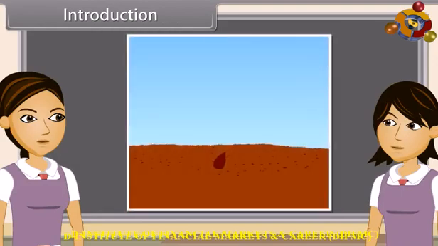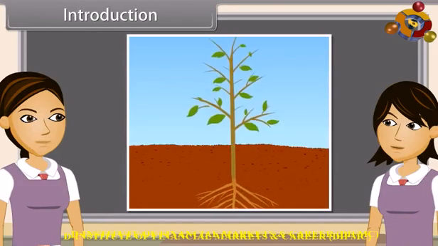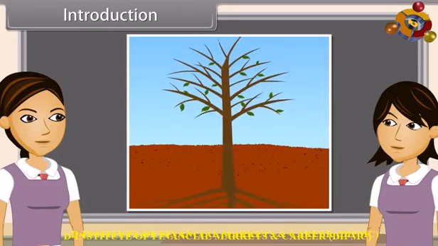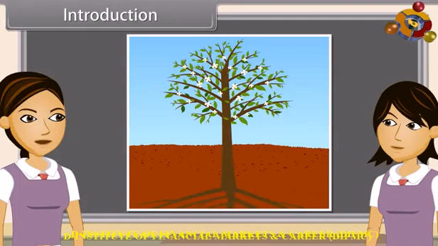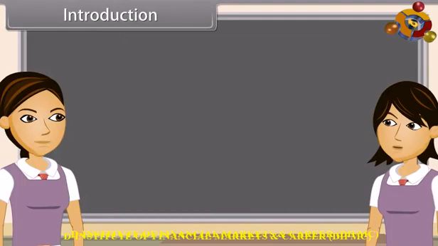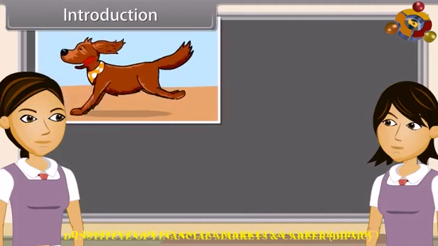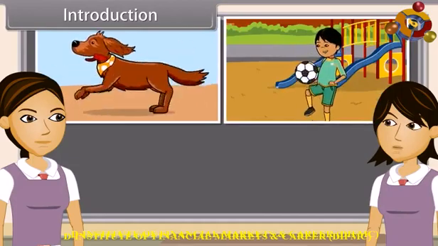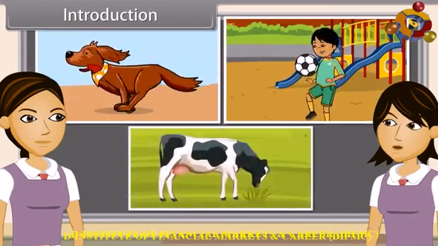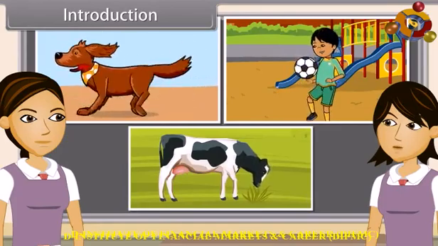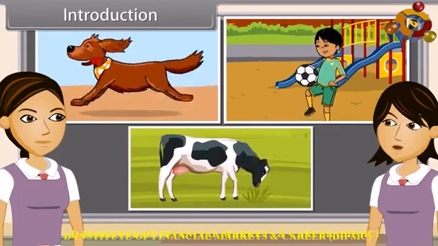This movement can be due to growth, as in plants, where a seed germinates and grows. This movement in plants is stopped after a particular time. On the other hand, in animals and some plants, these movements are not connected with growth. Some examples of it are running of a dog, playing football of children, and chewing cud of cows. These movements are not related to growth.